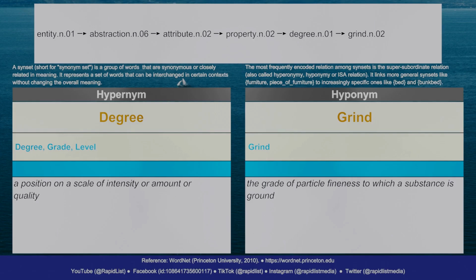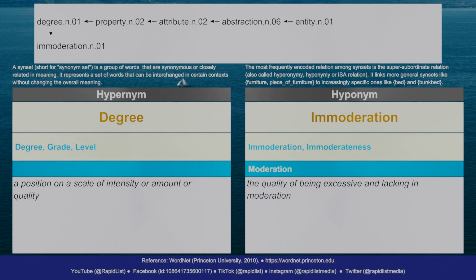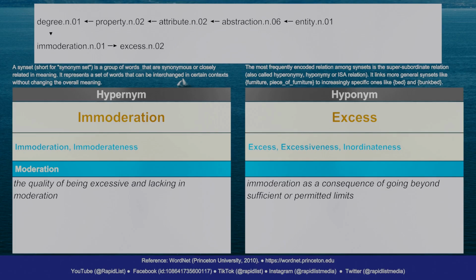The coarse grind of coffee. Immoderation. The quality of being excessive and lacking in moderation. Excess. Immoderation is a consequence of going beyond sufficient or permitted limits.